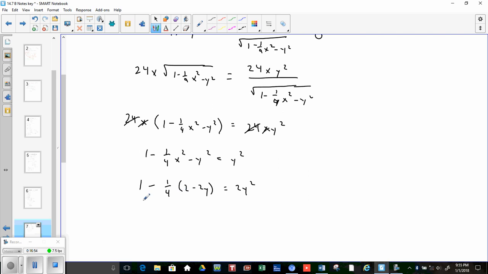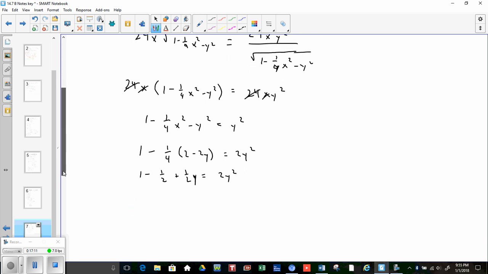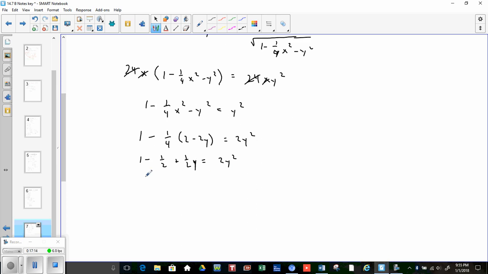Looks like we're going to end up with a quadratic. So let's see what happens here. 1 minus 1/2, distributing the negative 1/4, plus 1/2 y, and so y equals 2y squared. It is going to be quadratic, but let's go ahead and multiply everything through by 2 so we can get rid of those fractions. So we'll get 2 minus 1 plus y equals 4y squared, multiplying this entire row by 2. So then we're going to get 0 equals 4y squared minus y, subtracting y, and that's 1, so we'll subtract 1.